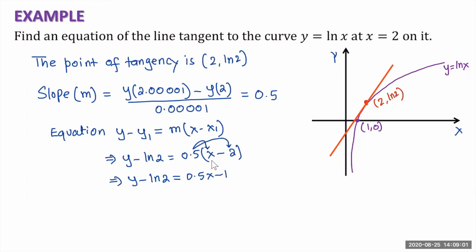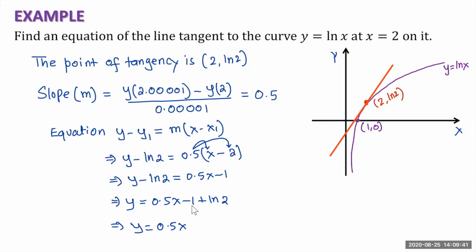So minus 1. When we write the equation of the line, we write it in y equal to mx plus b form. So we'll move this to the other side. We write y equal to 0.5x minus 1. Now we have to move this natural log of 2 to the other side, by adding natural log 2 on both sides, so it will be plus natural log 2. So y is equal to 0.5x, and here we have natural log 2 minus 1.